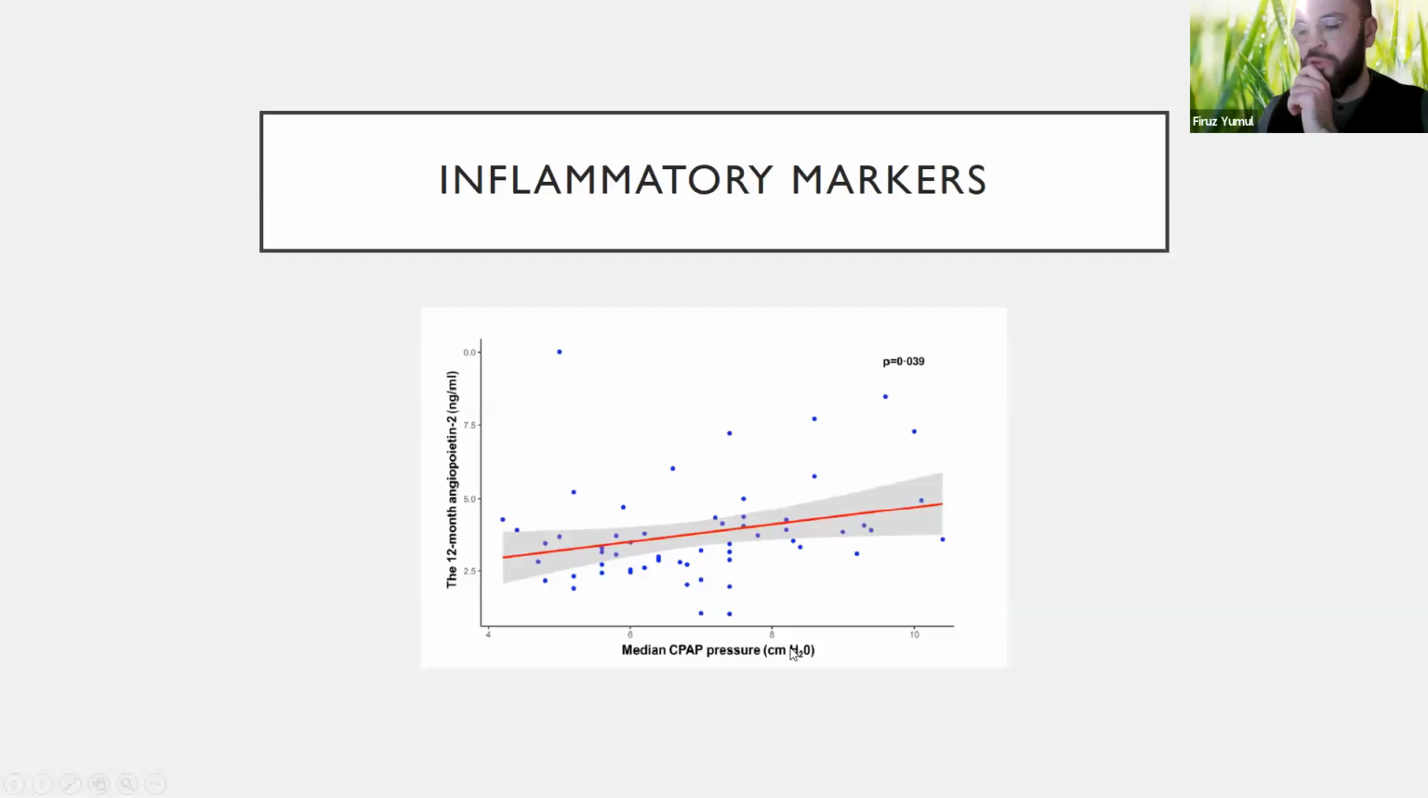But apparently there was an adjustment made for patients with OSA and CAD, where they saw that the angiopoietin levels had declined in the usual care group, but remained unchanged in the CPAP group. Apparently the p-value before the adjustment was 0.018, and then after adjustment, it was slightly higher at 0.039.